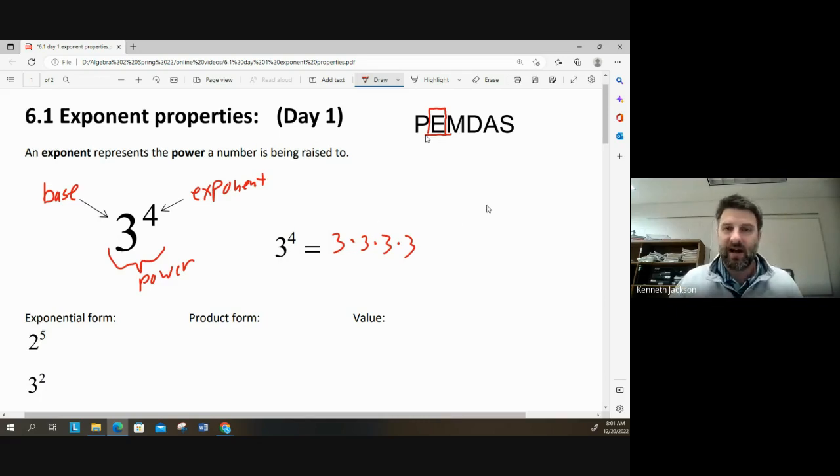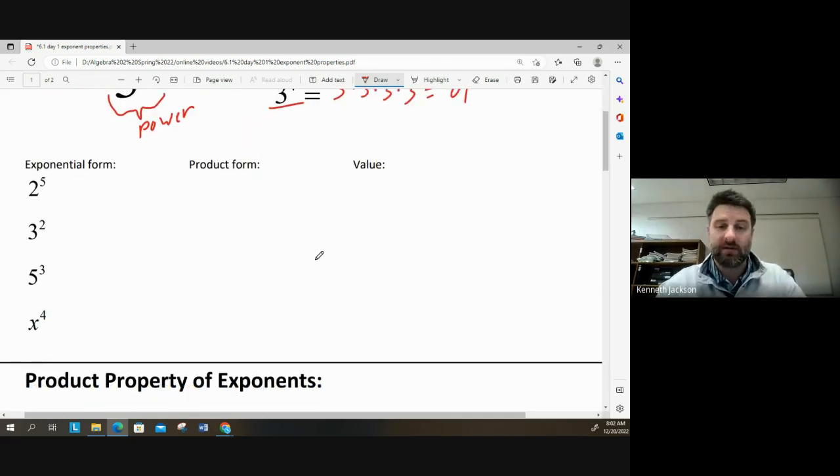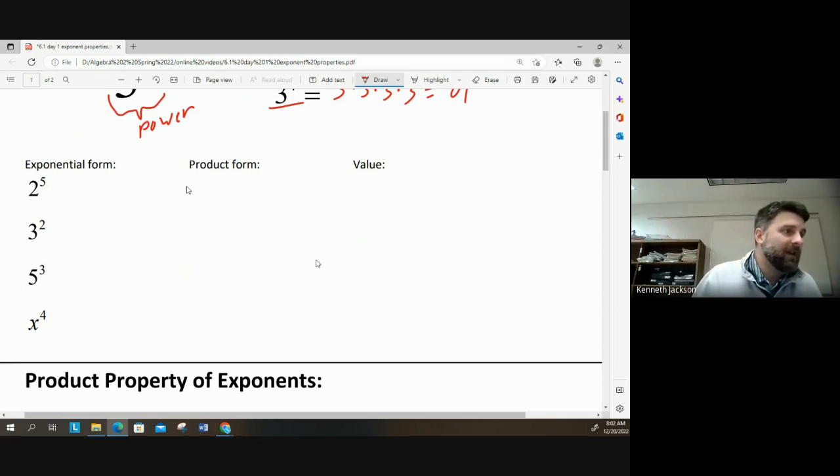Again, this is a pre-algebra topic. We should have some understanding about this already. And we can multiply. 3 times 3 is 9. 9 times 3 is 27. 27 times 3 is 81. So you could say 3 to the 4th power is 81. And so what we can do is turn this from exponential form, written with an exponent, to product form, written as a multiplication problem. So 2 to the 5th could be 2 times 2 times 2 times 2 times 2. There are 5 2's. 2 times 2 is 4, times 2 is 8, times 2 is 16, times 2 is 32. 2 to the 5th is 32.